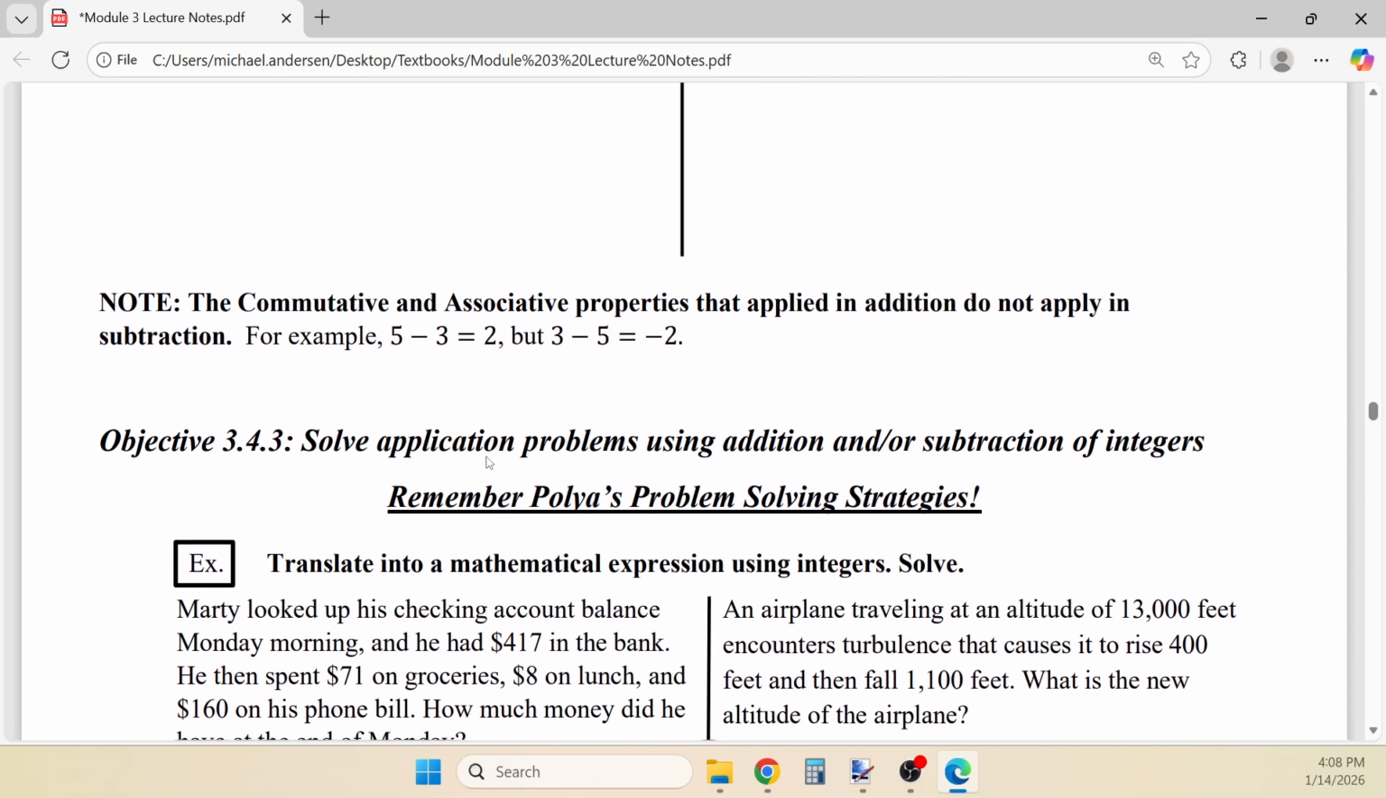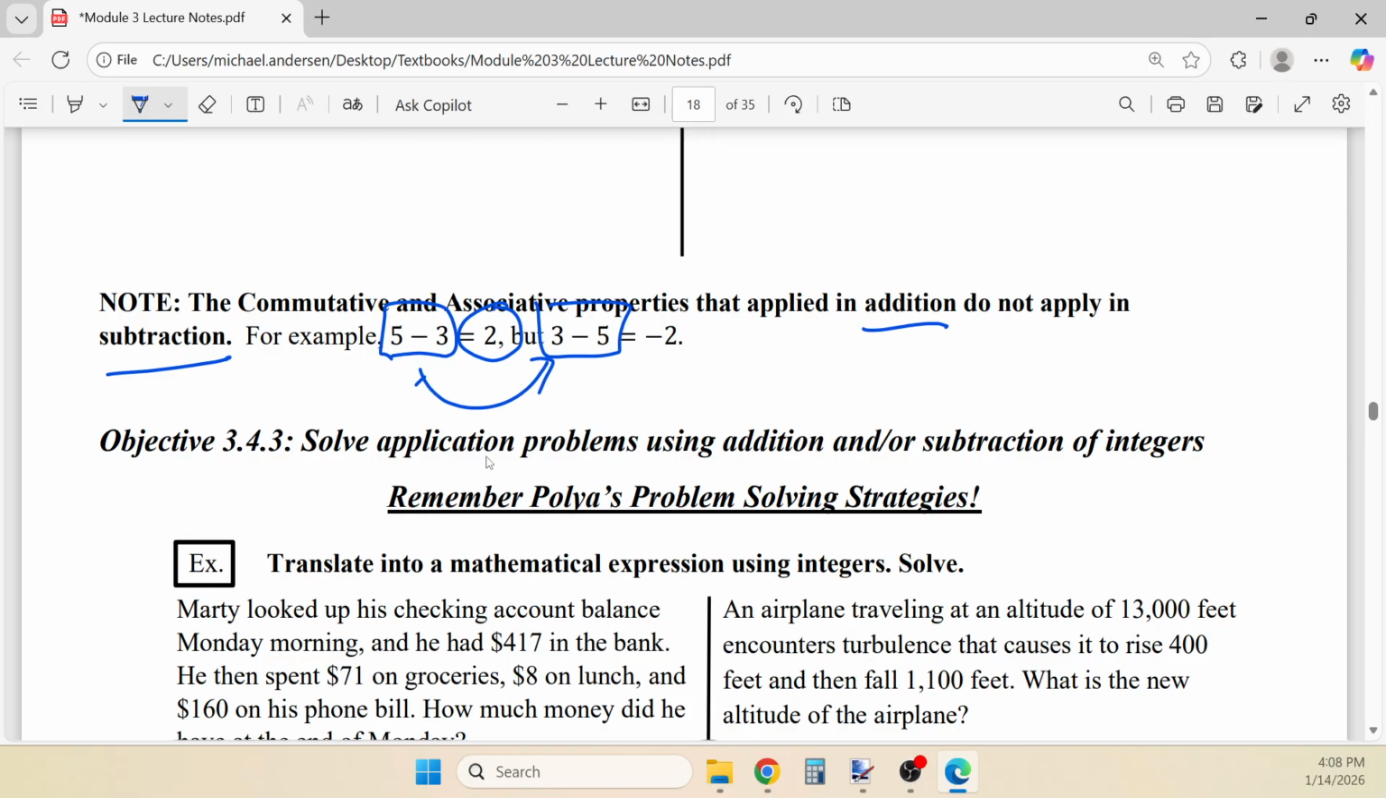It says, note, the commutative and associative properties that applied in addition do not apply in subtraction. Switching the order in subtraction, see how we switched the 5 and the 3, and one of them is positive 2, the other one is negative 2? So we can swap the order of subtraction problems. 18 minus 21. We should write it as 21 minus 18 when we do our algorithm, but that switches the order.